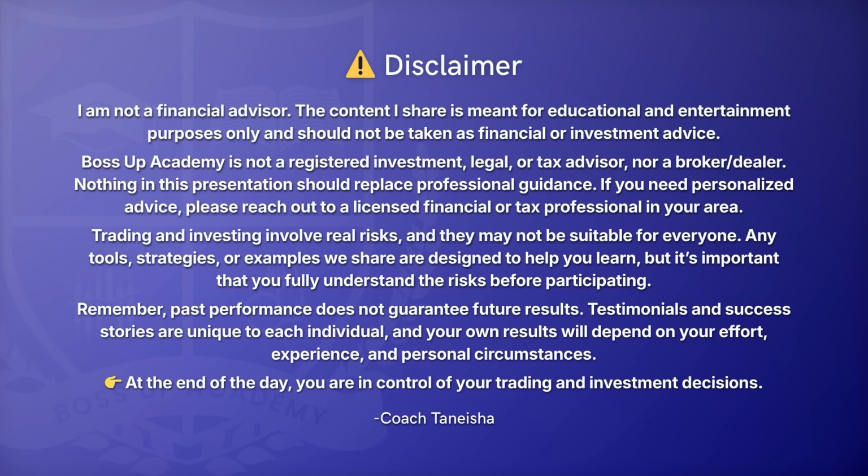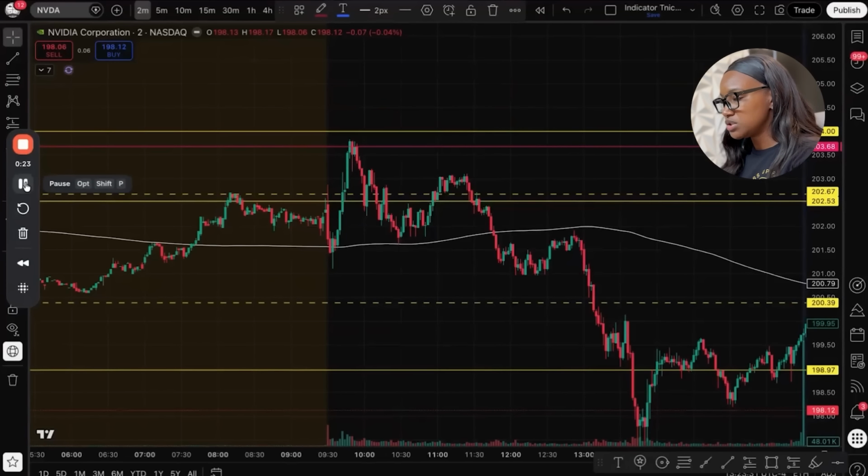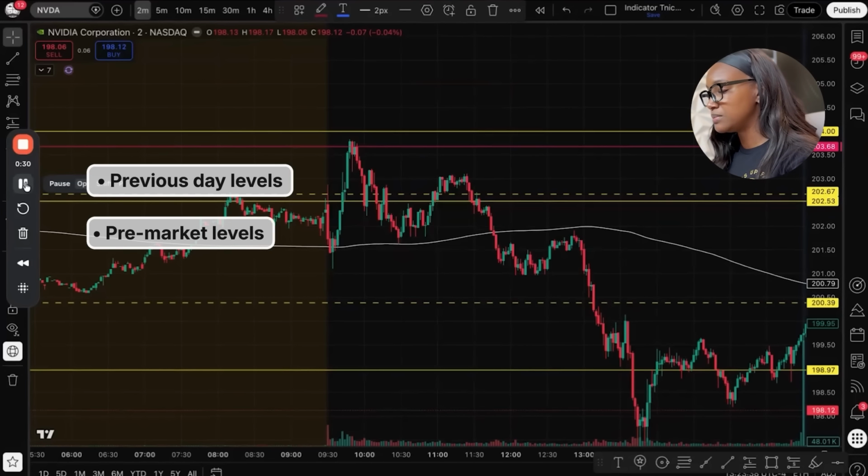Let's break down how we were able to take this amazing trade on Nvidia live and in detail. First things first, you're going to want to make sure that you have some critical levels on your chart. So you want to have previous day levels and pre-market levels.